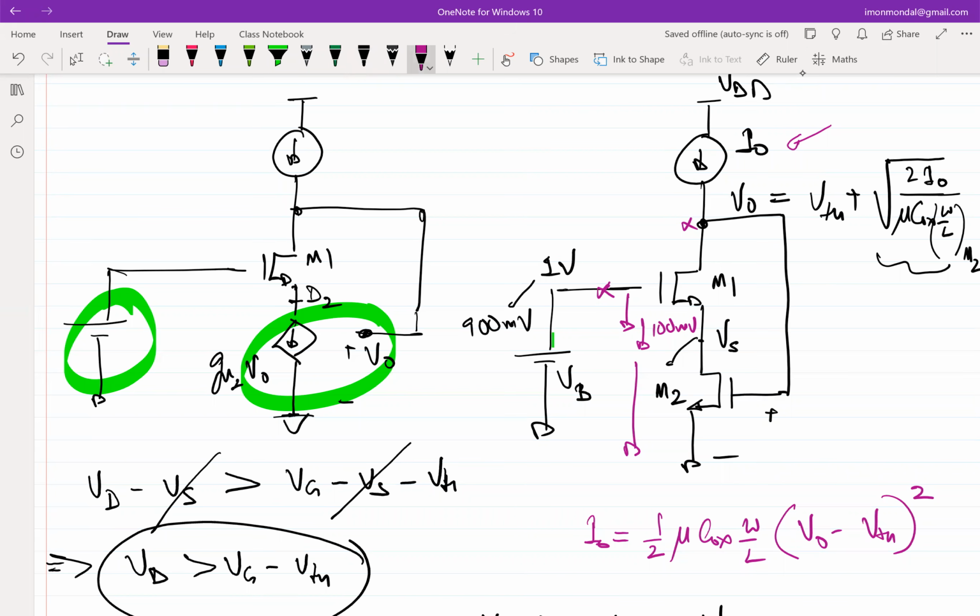This shouldn't surprise you. Why this shouldn't surprise you is because if you get into the incremental model, what is the gain between this gate and this source?